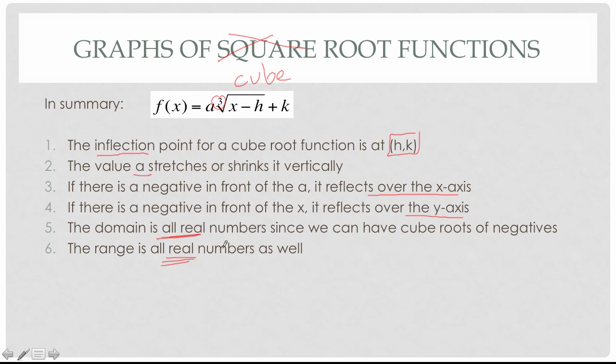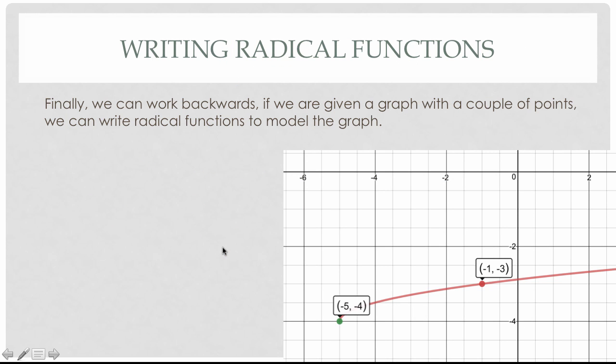real numbers as well. Okay, last thing I want to go over is how to write a function if all we have is a couple points on a graph. We can work backwards. We can take the information we see, and we can write a function that models it. So here we go. We have a graph. It's got a point negative 5, negative 4, and a point negative 1, negative 3, and I'm going to write a function that models this.